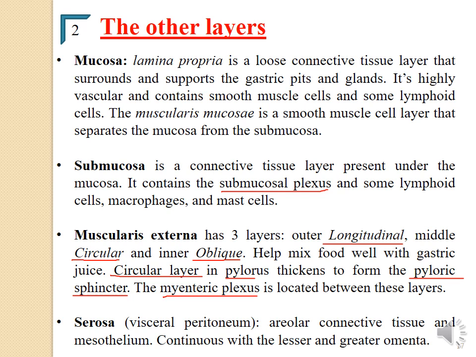The outermost and the final layer of the gastric wall is the serosa. Serosa, which is the same as the visceral peritoneum, is areolar connective tissue and mesothelium. We have a layer of areolar connective tissue covered by a layer of simple squamous epithelium, which is called mesothelium. And the serosa is continuous with the lesser and greater omentum. So these are the main histological features of the different layers of the gastric wall.